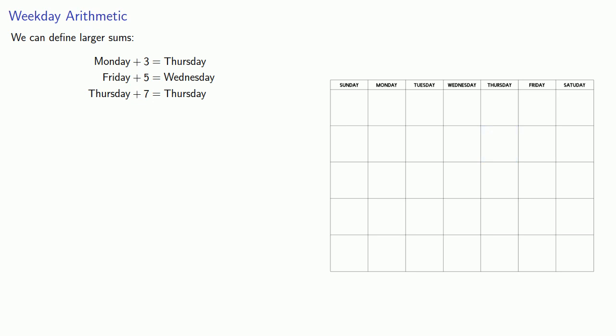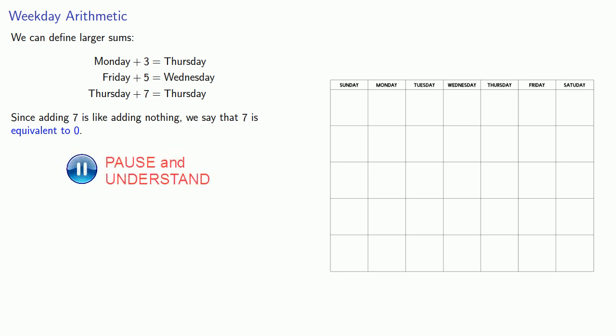And so we might say that since adding 7 is like adding nothing, we say that 7 is equivalent to 0. And we can write it this way, 7 is equivalent to 0, where we don't have an equals, because they are not the same thing, but we have an equivalence, so we use 3 lines.